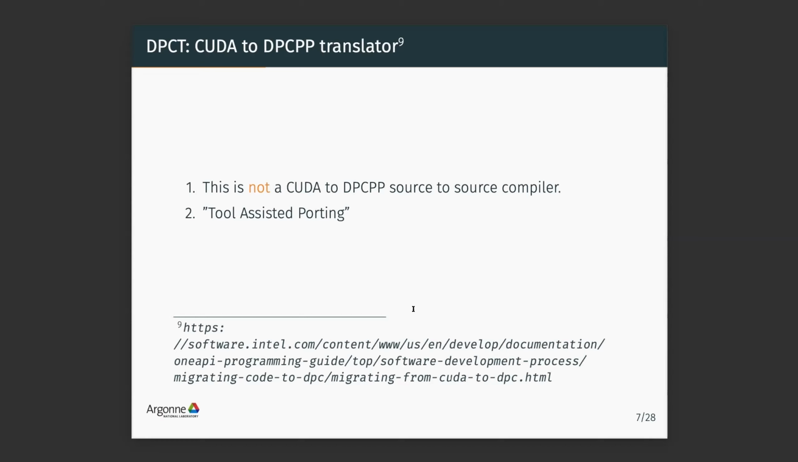For example, the first one I think is useful is DPCT. So it's CUDA to Data Parallel C++, and it helps you migrate from CUDA to DPC++. So it will take your CUDA and translate it to DPC++. It is not a compiler. It is not a source-to-source compiler. It's more or less a tool to help you. So you may still need to change some of the code and everything.